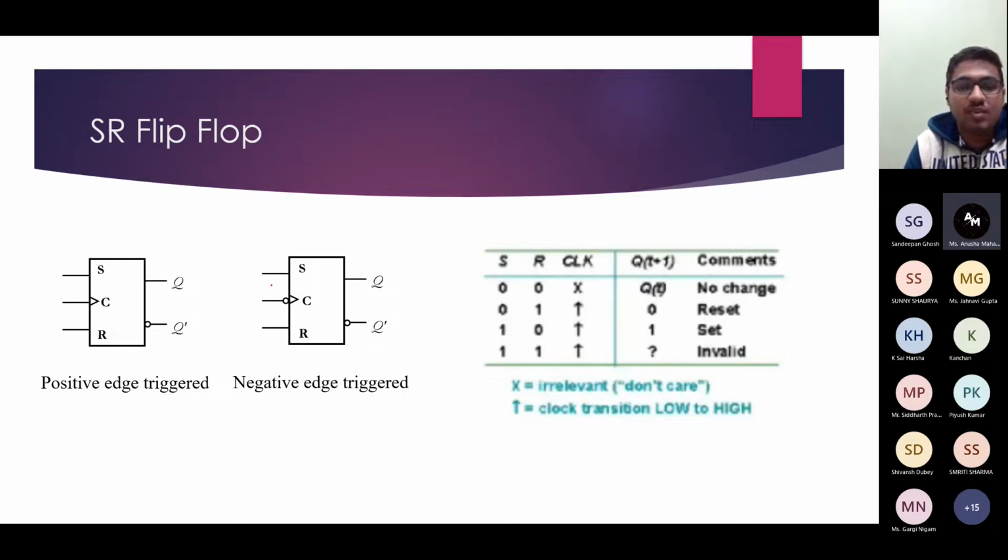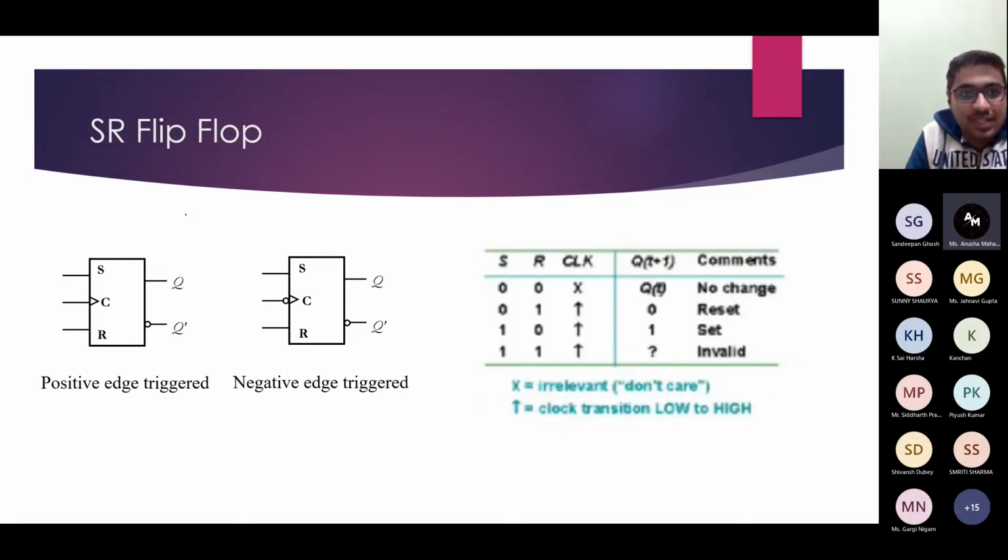Now this is the SR flip flop. Its working is similar to the SR latch. Only thing is that it has a clock input. This C symbol is used for the clock input, and you can see there is an arrow. This is the block diagram of an SR flip flop. And if it has a bubble on it, then it's called the negative edge triggered SR flip flop.